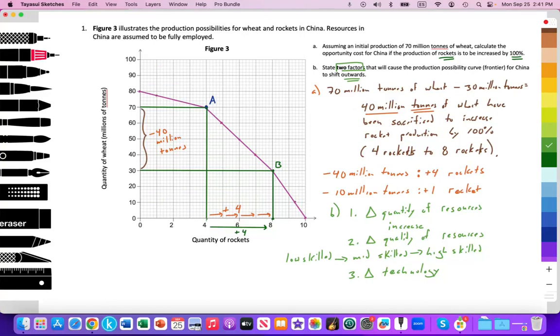All right, so you just need 2, but these 3 should just pop up in your mind immediately. In microeconomics, macro, think change in quantity of resources, quality of resources, change in technology, and that would be a suitable answer. And that's it.